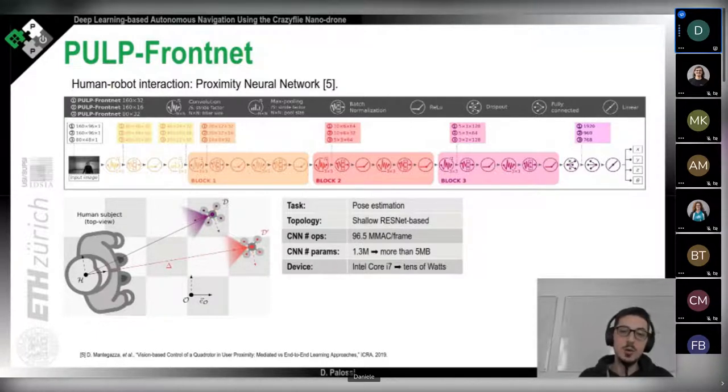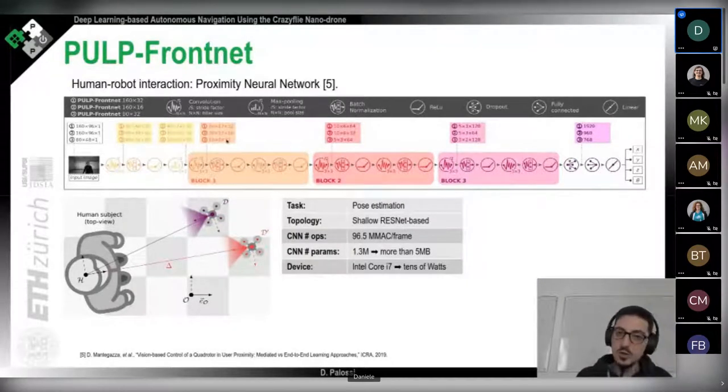Also in this case, the topology was based on ResNet, and the task that the neural network was performing was human pose estimation. Feeding the network with one front-looking picture from the onboard camera of a big drone at that time, the network computed the pose of the human in front of the drone with respect to the drone itself. This is represented here in the output with these four parameters: x, y, z, that is the position, and this angle, the relative angle between the drone and the subject.